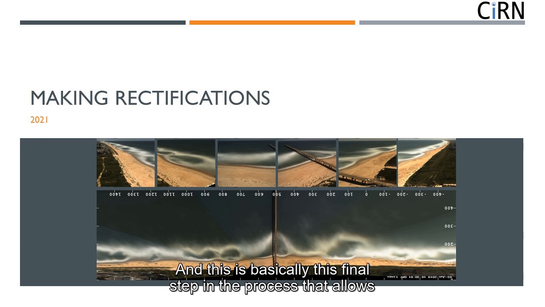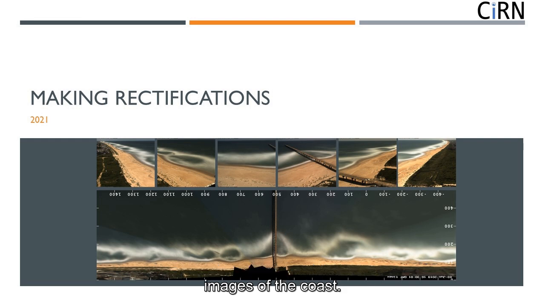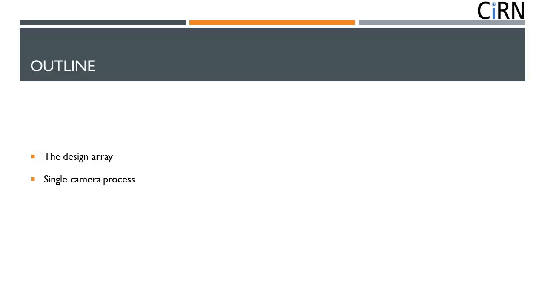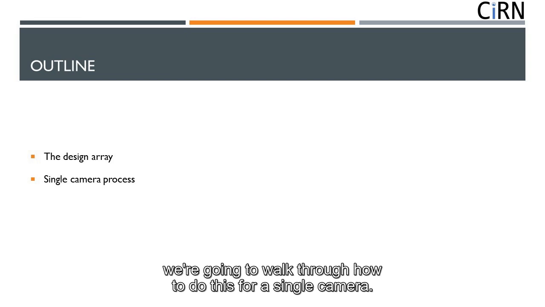And this is basically the final step in the process that allows us to make the really beautiful maps of cool sandbar morphology, or whatever you want to make maps of, from just taking the images of the coast. All right, so outline. We're going to talk about the design array, and then we're going to walk through how to do this for a single camera.